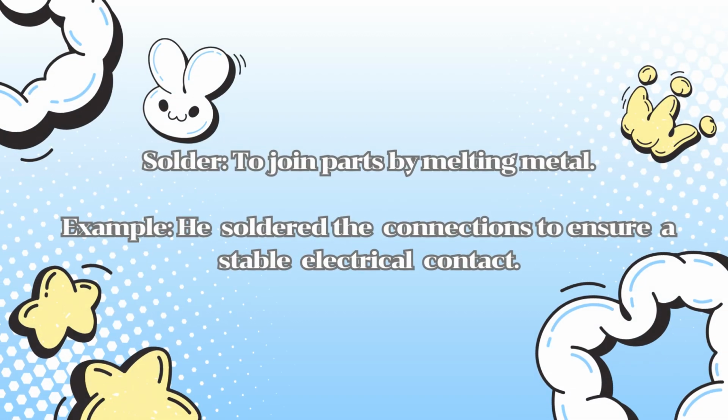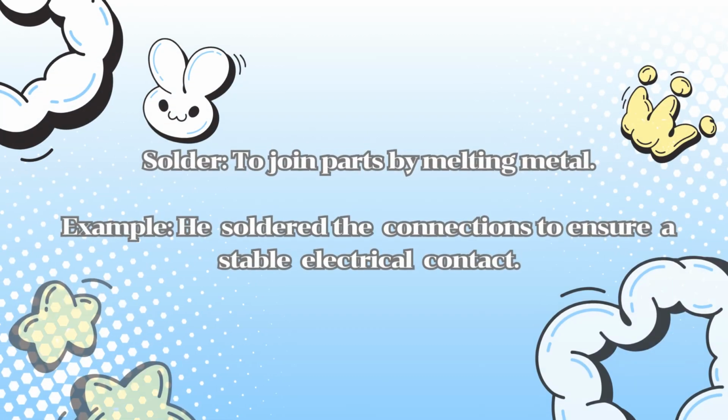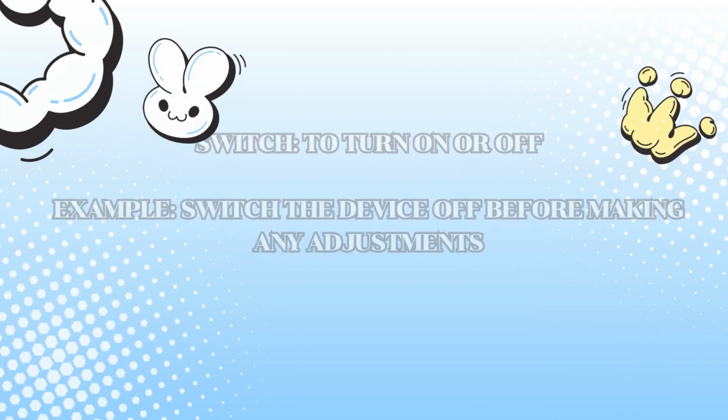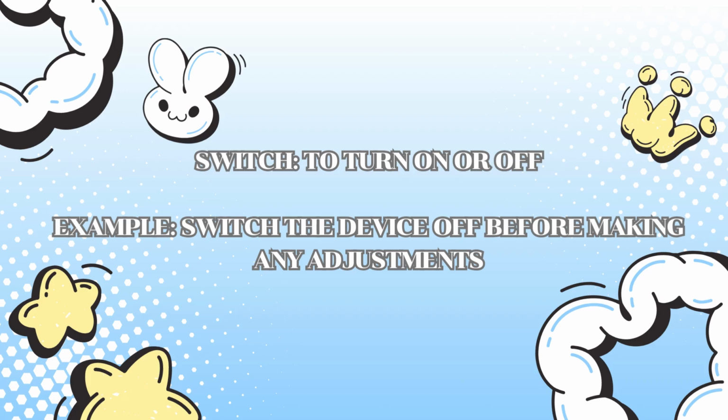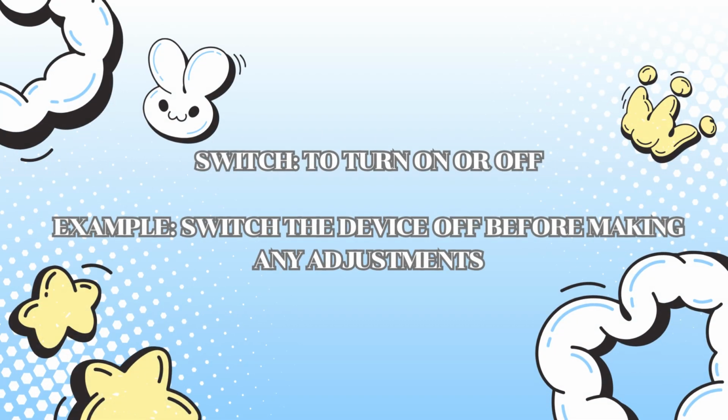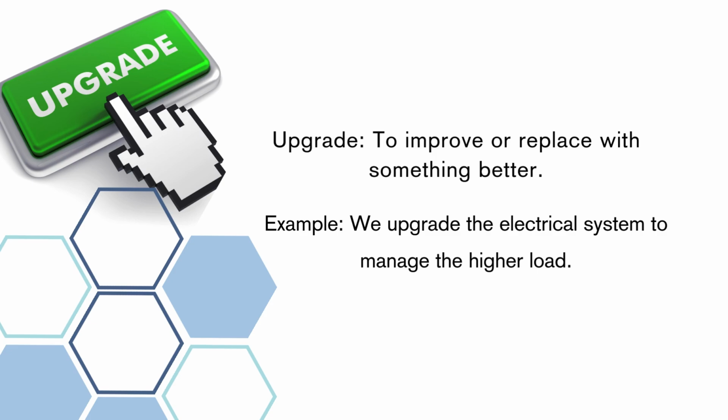Solder, to join parts by melting metal. Example, he soldered the connections to ensure a stable electrical contact. Switch, to turn on or off. Example, switch the device off before making any adjustments. Upgrade, we upgrade the electrical system to manage the higher load.